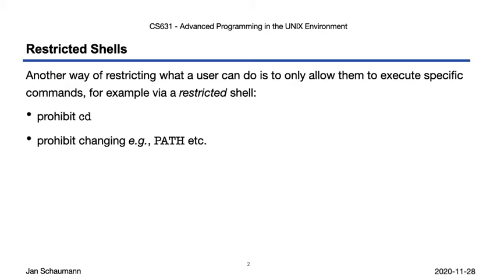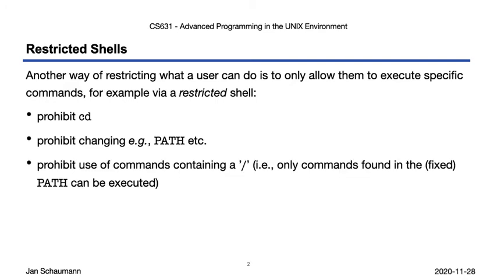changing the env, path, and shell environment variables, specifying commands containing a slash. This has the intended effect of only allowing commands that are found in the default directories in the path, and prohibit redirecting output into files. With these restrictions, you can reasonably control any of the commands the user could invoke by only providing the executables you want them to run into a specific location and setting the path prior to invoking the restricted shell accordingly.